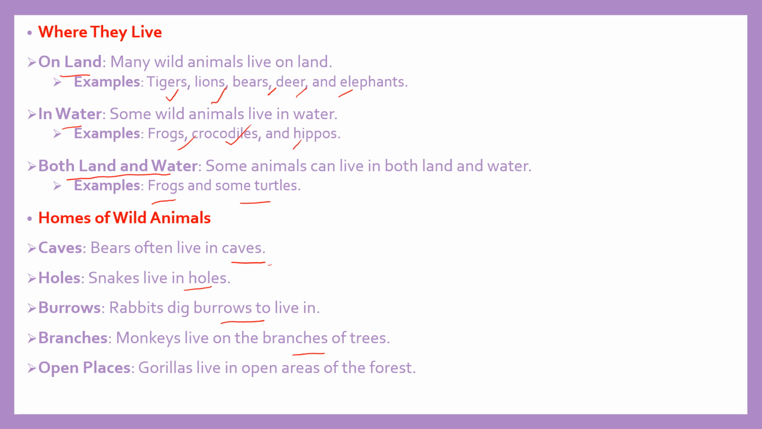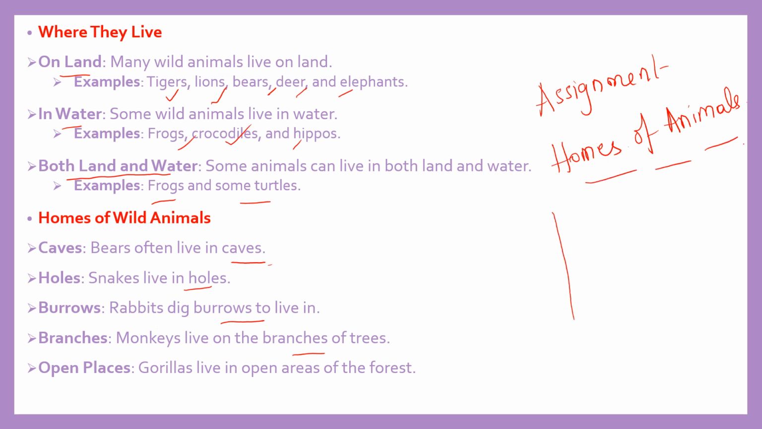Now, assignment for you. I want you to write in the comments the homes of different animals. This is just a small list that I have given you. I want a big list. You make the list and send me, then you will get appreciation from me. I'll feel happy if you can do this. Homes of animals: take a list of some animals and find the homes of those animals, and it will be very useful for you. Okay, do that.